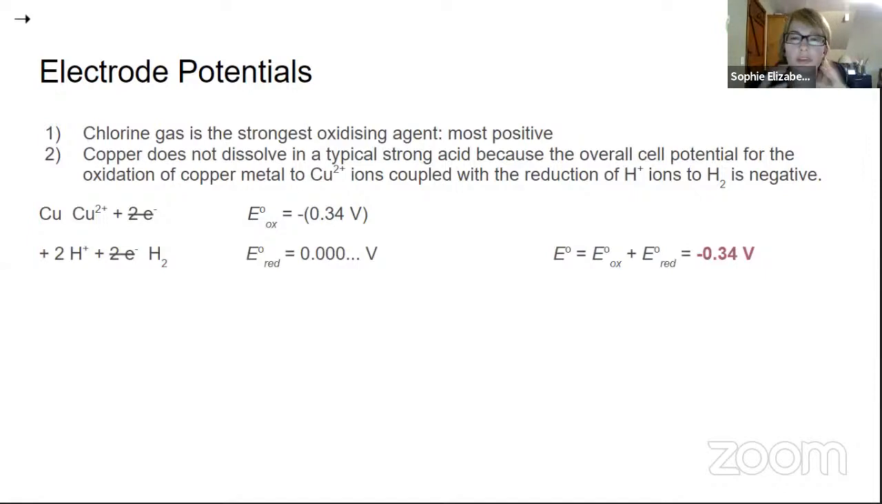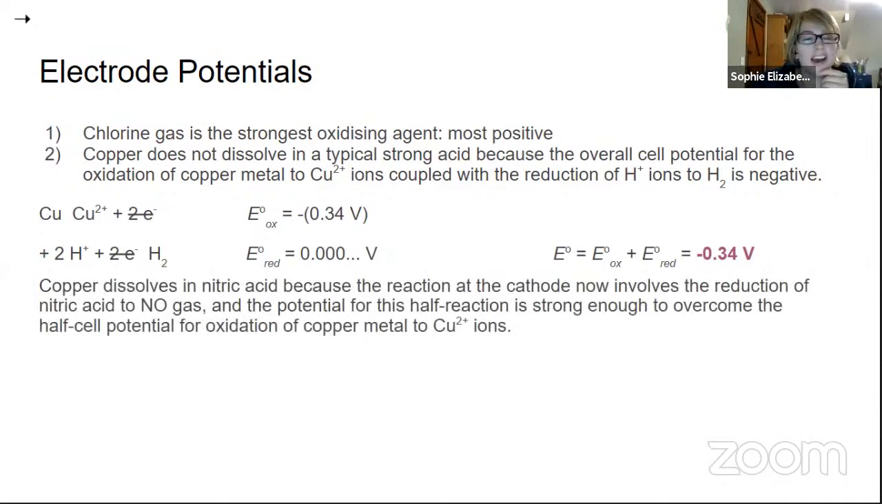When you basically put these two equations together, effectively what you're trying to do is oxidize the copper using the reduction of hydrogen. But the problem is when you do that, you actually end up with a negative electrode potential. Whenever you're getting a negative electrode potential like that, the reaction won't go. If there's not enough energy in the system, it just won't do it. It's very stubborn. But why does it work in nitric acid, which actually isn't as strong an acid?